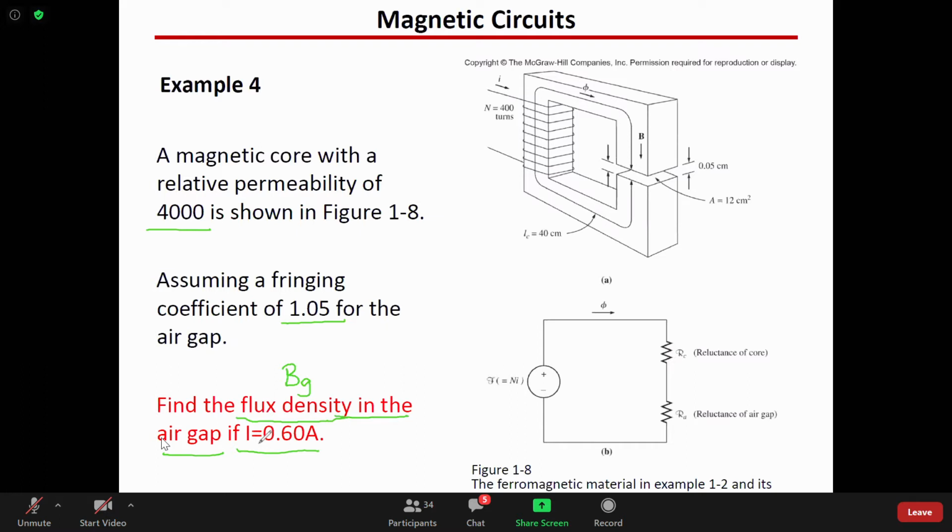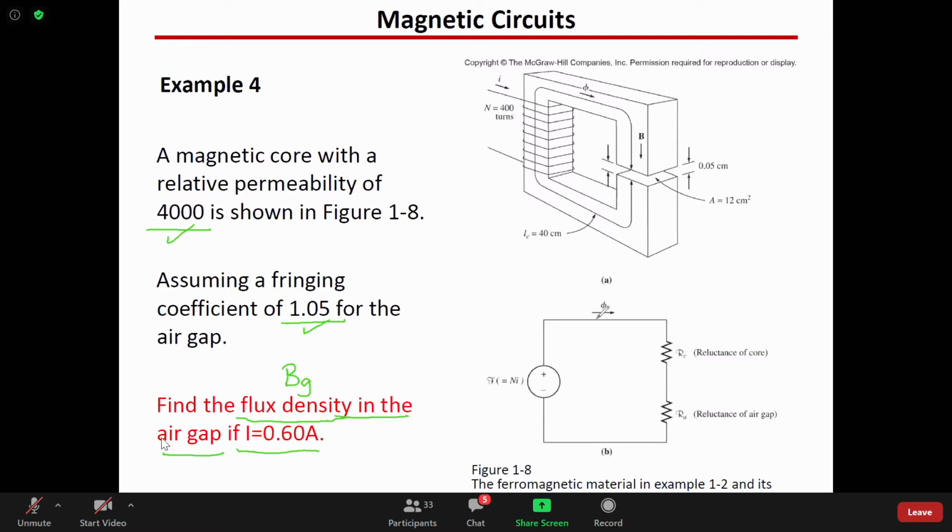So from the left side, we know that mu r is 4,000. 1.05 is the fringing coefficient. Bg is the air gap flux density that we need. We need to find it. And the current is 0.6. Let's go to the right side and see exactly the magnetic core.